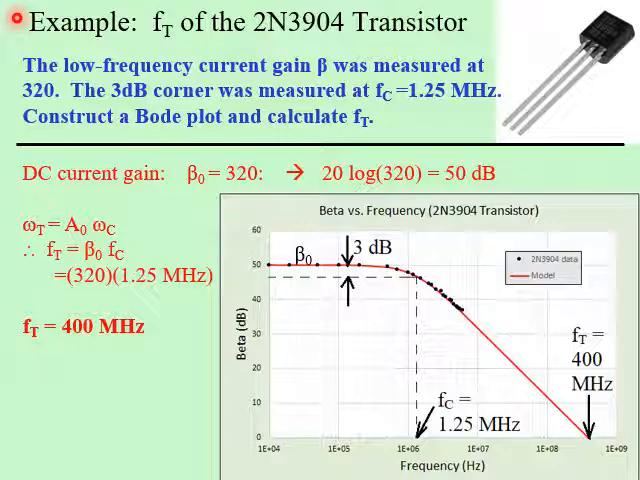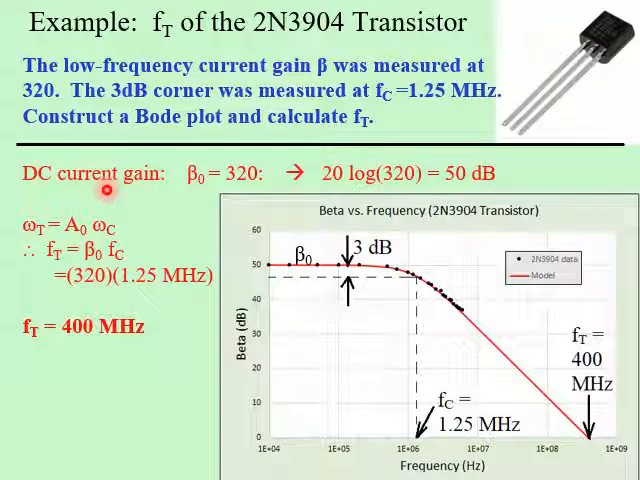Here's an example that shows the transition frequency, FT, or unity gain bandwidth of a very common and popular transistor, the 2N3904, which is shown here. So I actually did this experiment in my lab here at home. The low frequency current gain, or beta, was measured at 320, and using my scope and a special circuit to measure beta at different frequencies, I found that the 3 decibel corner occurred at 1.25 megahertz. So from these two values, we're going to construct a Bode plot and calculate the transition frequency.